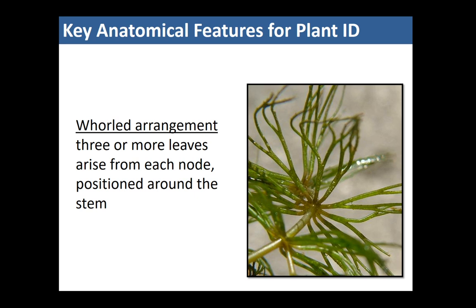The third type of leaf arrangement is called whorled. Whorled arrangement occurs when there's 3 or more leaves that arise out of each node. And they're all positioned around the stem. So the picture on the right is a picture of coontail. And all those tiny leaflets are coming out of one single node. There's 3 or more leaves coming out of the node, and they whirl around the stem.